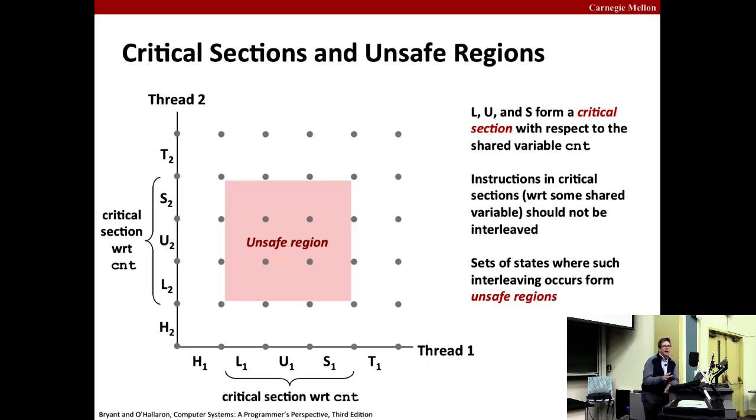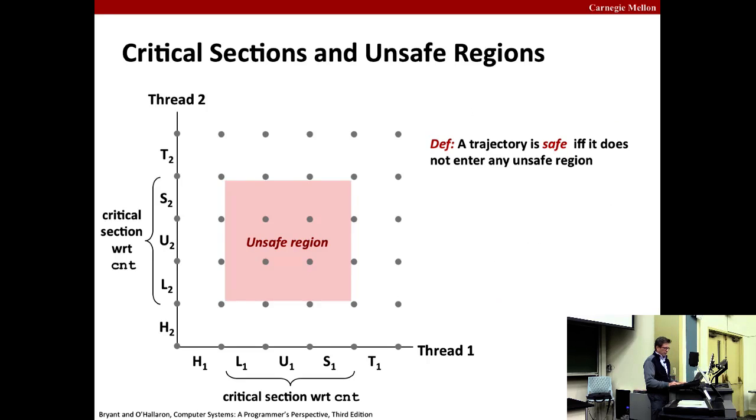So the idea is to try to stay out of these unsafe regions. If we do, we say that trajectory is safe. Here's an example of a trajectory that's safe. This point right here is not in the unsafe region because we've only executed H1 here. Remember, a point corresponds to an instruction that we've completed. So here we're skirting the unsafe region, but it's still okay. This is a safe trajectory, and we'll get the right answer for this one.